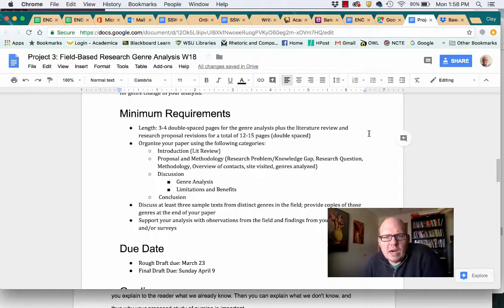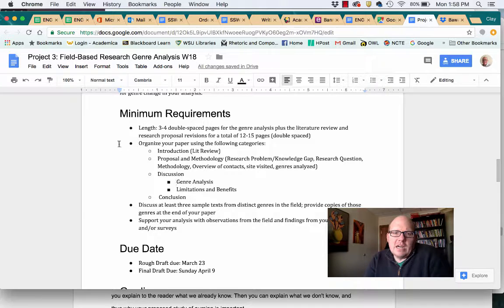Also, you are going to have to update your discussion about limitations and benefits because after you actually do things, you'll have a better sense of what your limitations were. What were you able to do? What were you not able to do? What does your research tell us? What does it not tell us? And it's fine if it doesn't tell us some things.